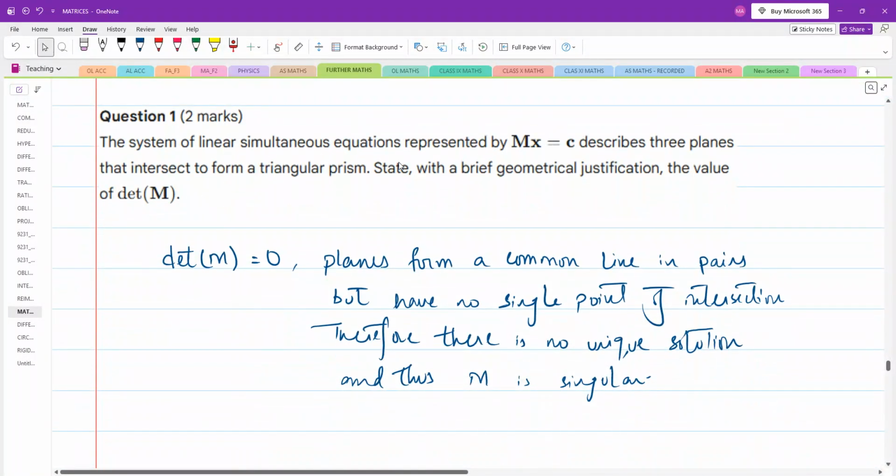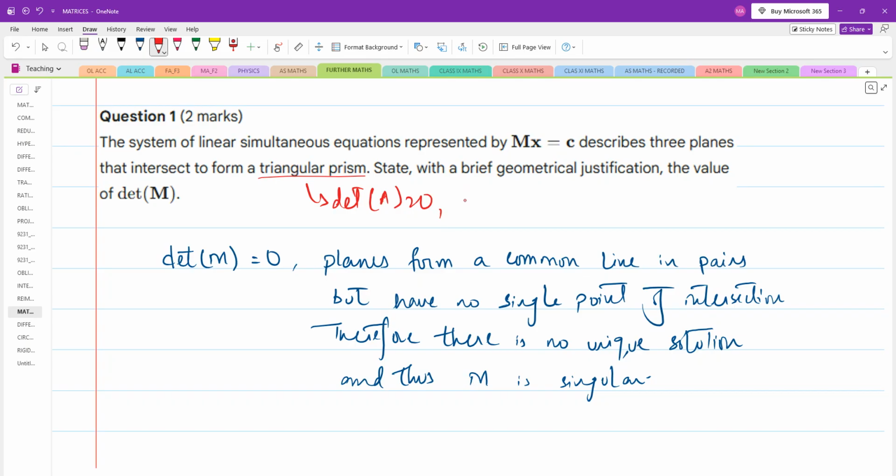The system of linear equations represented by Mx equals c describes three planes that intersect to form a triangular prism. We need to know that a triangular prism is when the determinant of M is equal to 0. There is no solution, and it is inconsistent. State with a brief geometrical justification the value of the determinant.